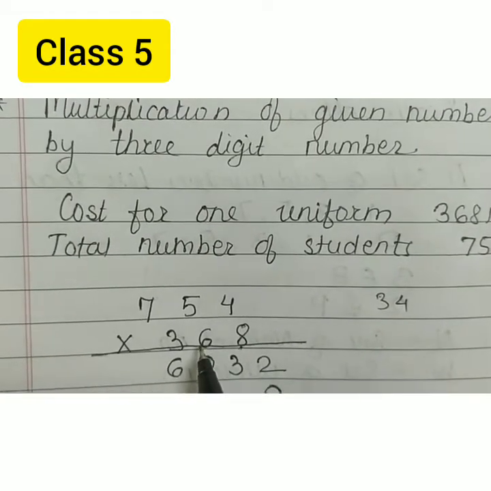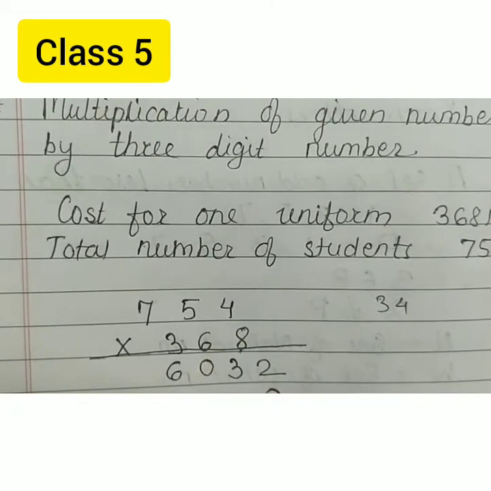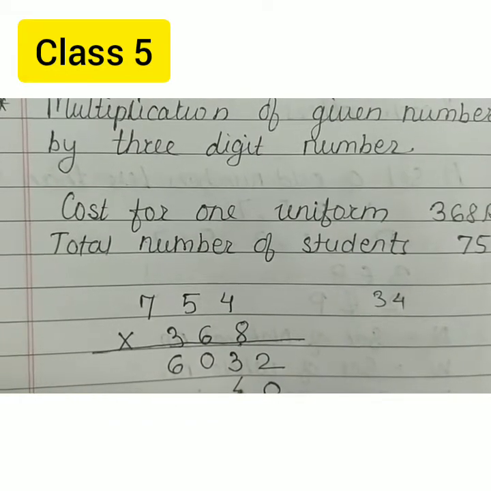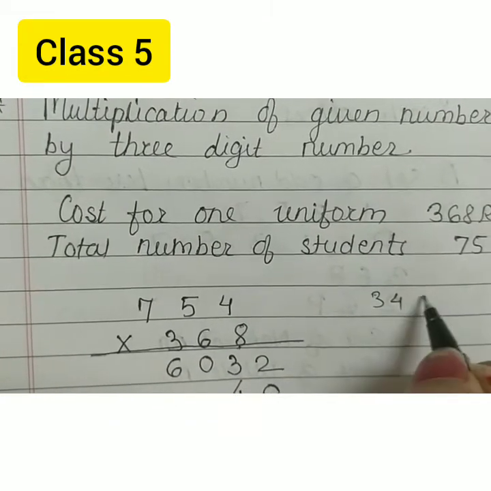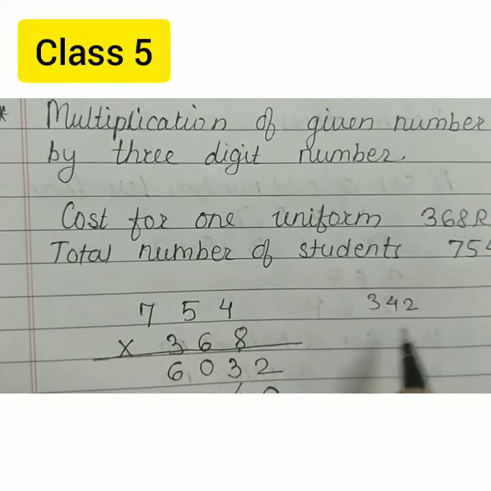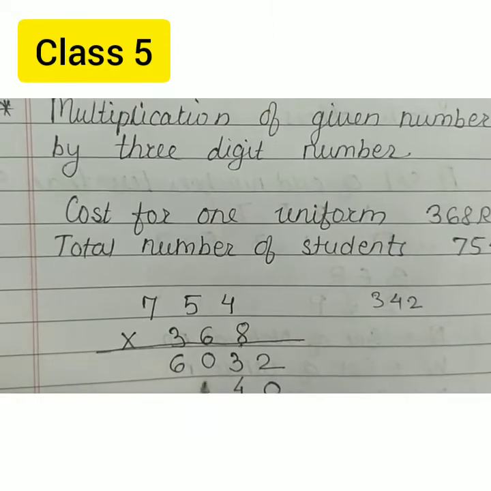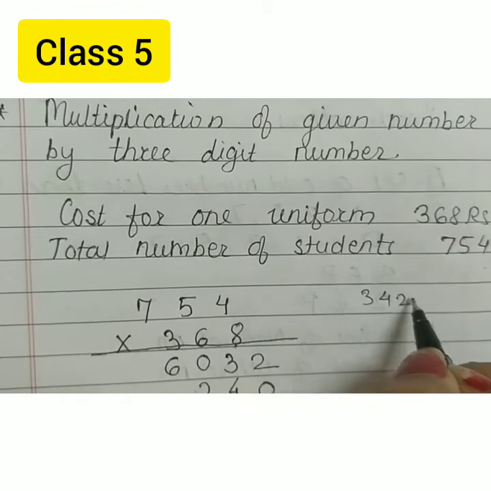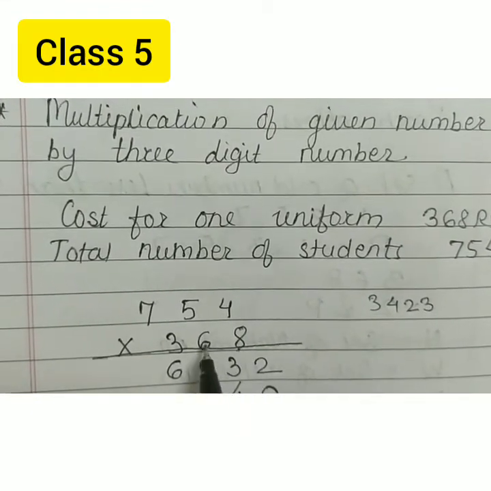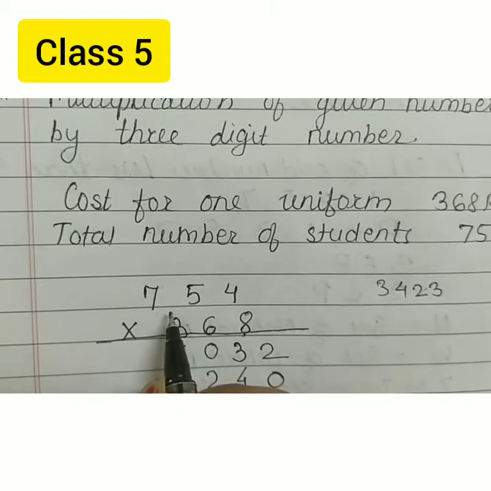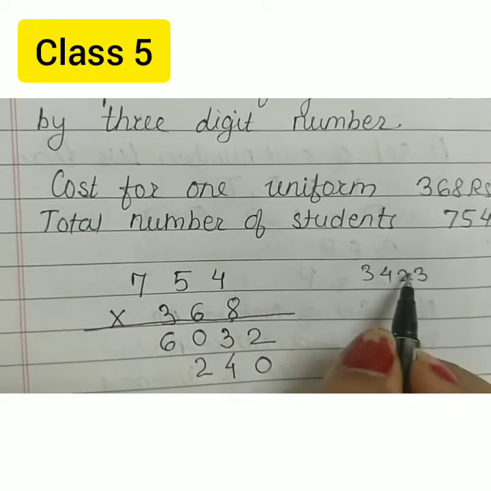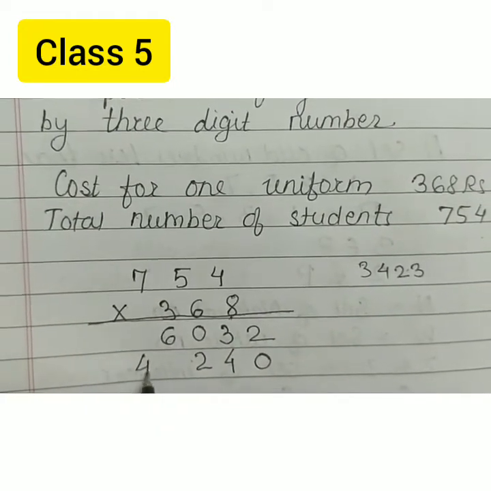Now 6 fours are 24, so I am having 2 now, and 6 fives are 30 plus 2 will be 32. I have 3, and 6 sevens are 42. 42 plus 3, I have 45.